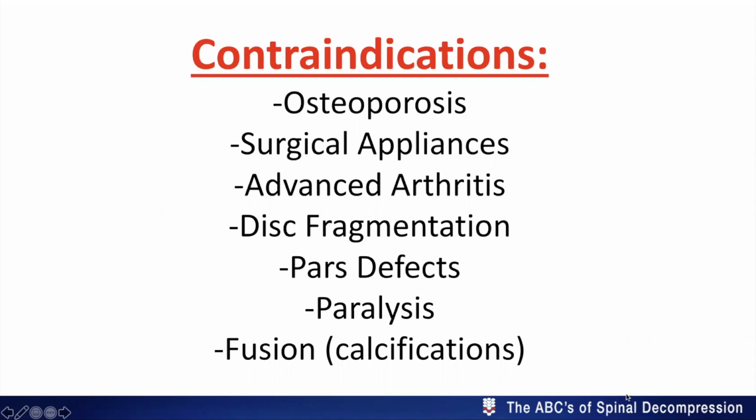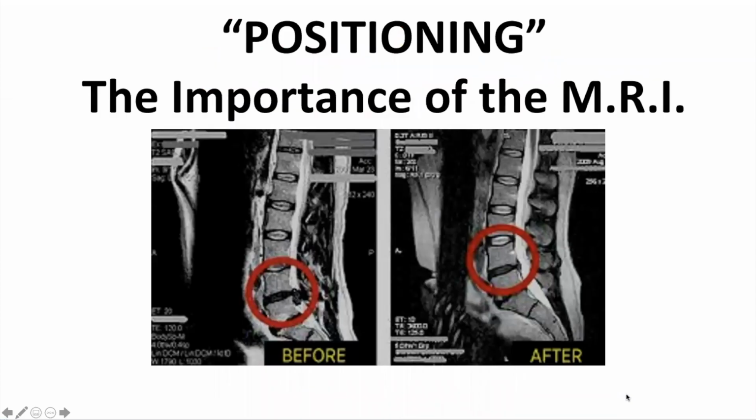Okay, what are some basic contraindications of spinal decompression? Osteoporosis, surgical appliances, advanced arthritis, disc fragmentation, pars defect, meaning greater than grade 1 spondylolisthesis, paralysis, fusion. What about leg drop? You know, of course. I mean, common sense. What conditions would be contraindicated to chiropractic? Positioning.